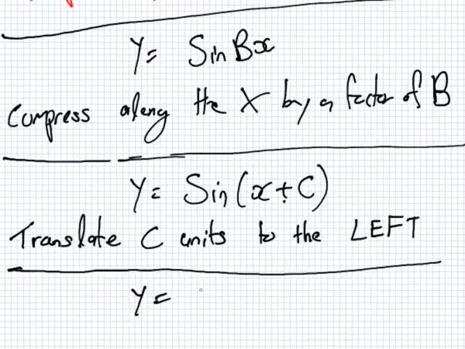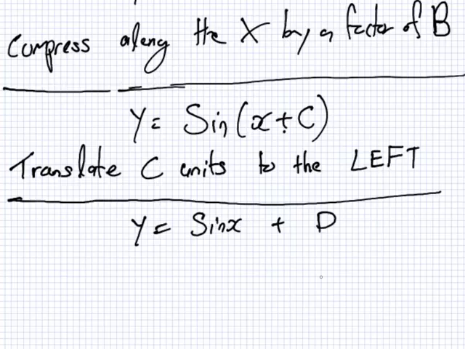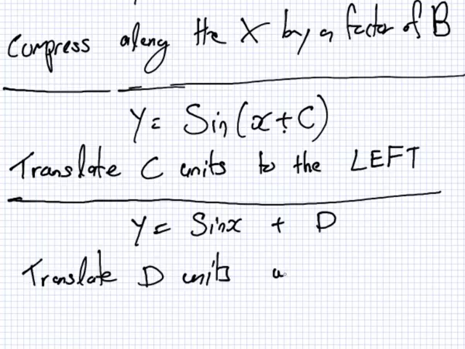Y equals sine x plus d. Okay, there's another one to do: translating along the y-axis. Which way? Up or down? Up. Correct. So you're right, this one here would translate d units up.